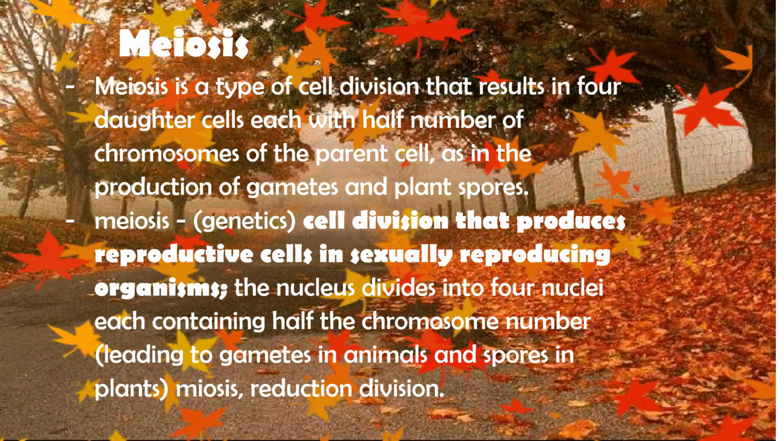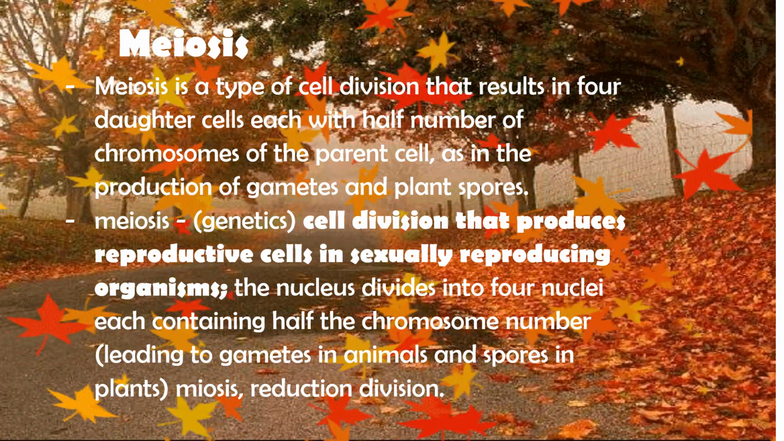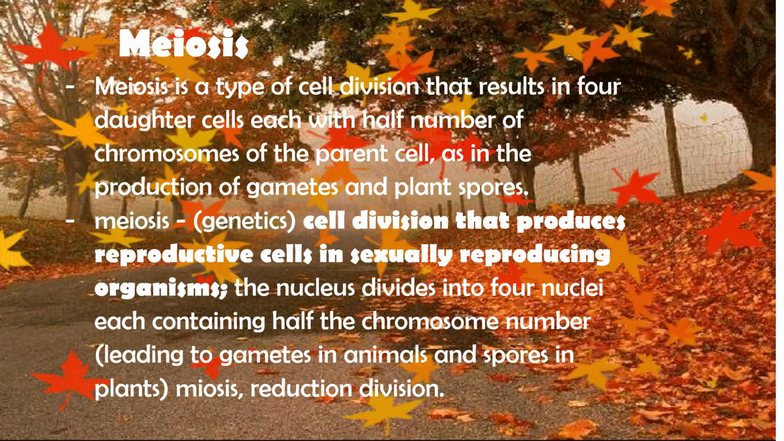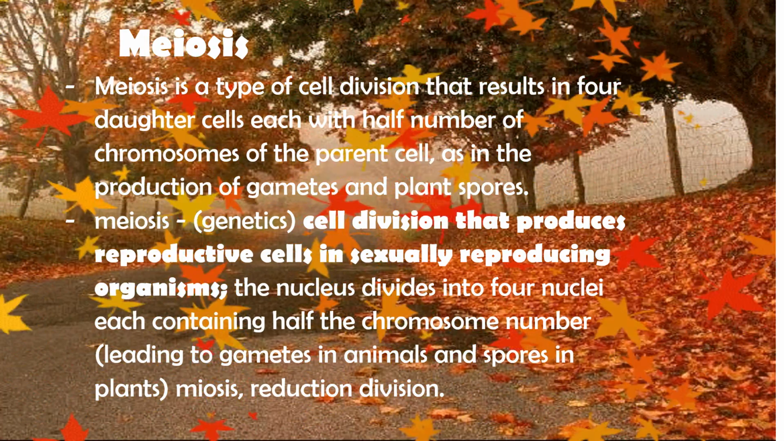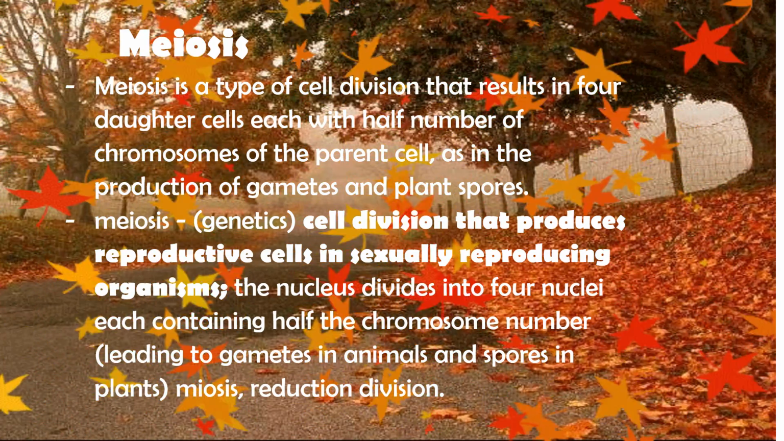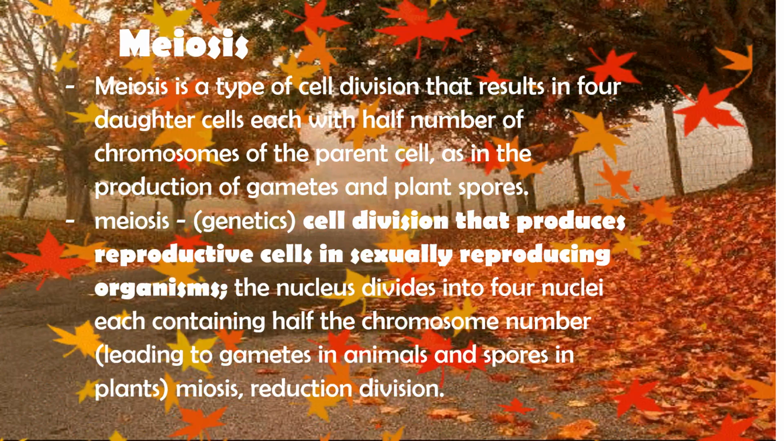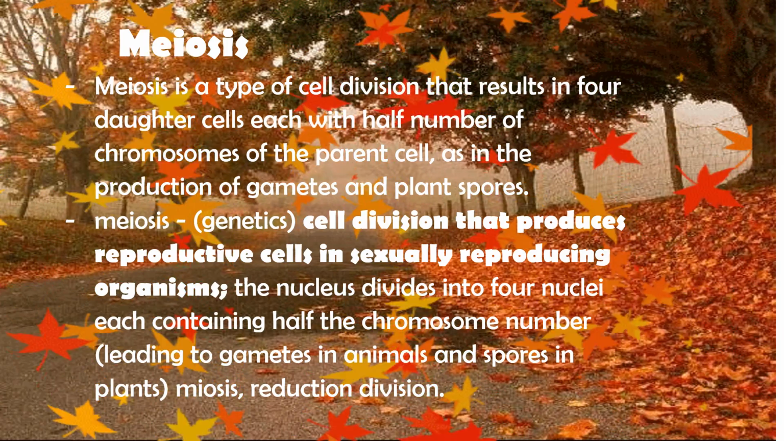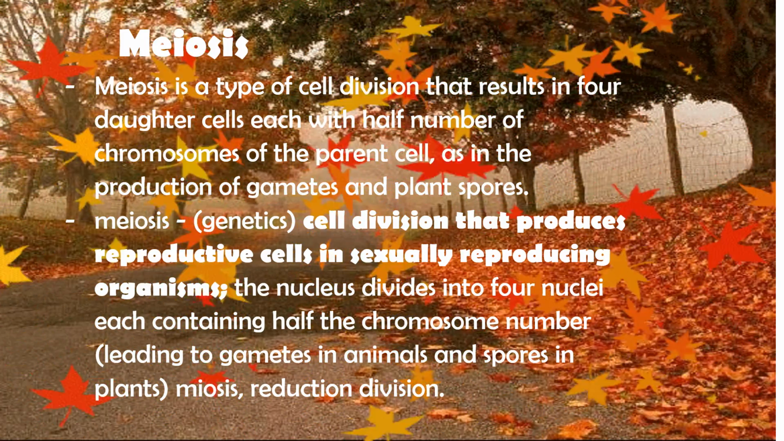Meiosis is a type of cell division that results in four daughter cells, each with half the number of chromosomes of the parent cell, as in the production of gametes and plant spores. Meiosis is the cell division that produces reproductive cells in sexually reproducing organisms. The nucleus divides into four nuclei, each containing half the chromosome number, leading to gametes in animals and spores in plants. Meiosis is a reduction division.